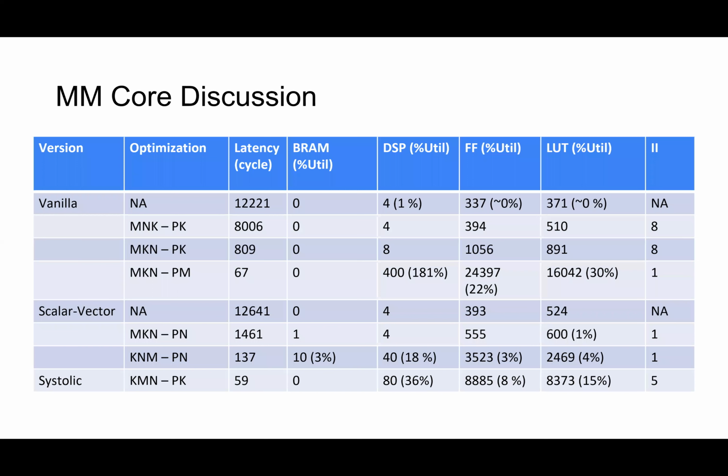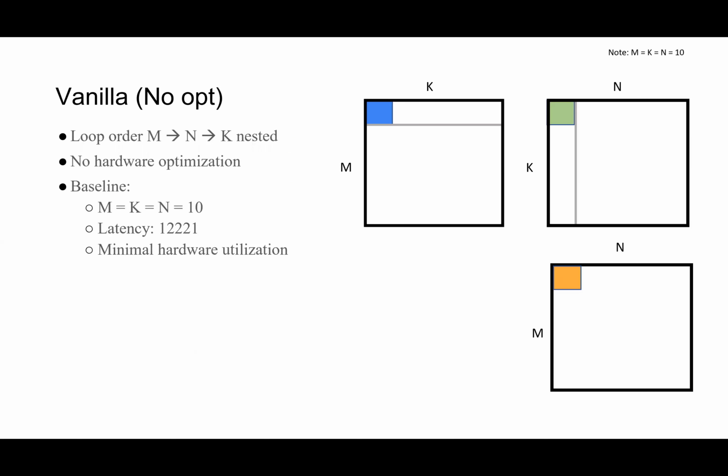Here's a table of all the results that we have for the cores that we've implemented. We will come back to this shortly. But to establish a baseline, we had a vanilla approach with no hardware optimization. Our single core multiplies 2 square matrices, each with dimension of 10. And this gives us a latency of roughly 12,000 cycles.